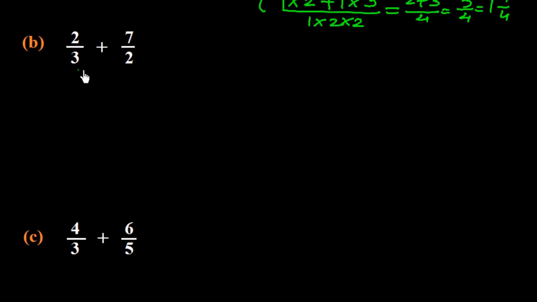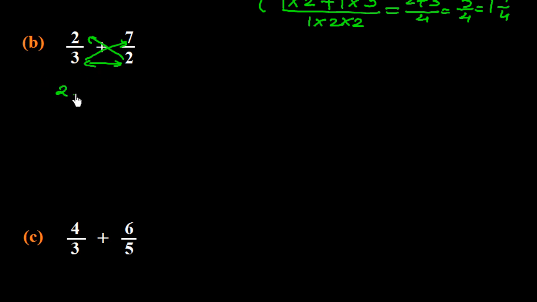Now in question B, you see here we have 2 over 3 and 7 over 2. Here I explain, if you find the LCM, it would be 6, but we use technique 2, which I have explained earlier, because there is no common factor between the denominators 3 and 2. There is only one common factor, which is 1. So we have to multiply with the crisscross technique. We multiply diagonally and then the denominators together.